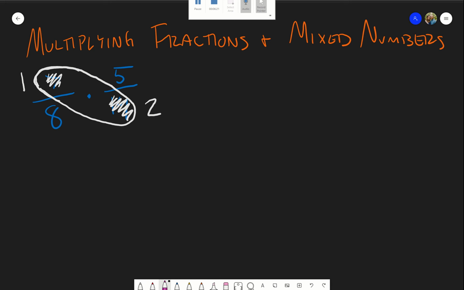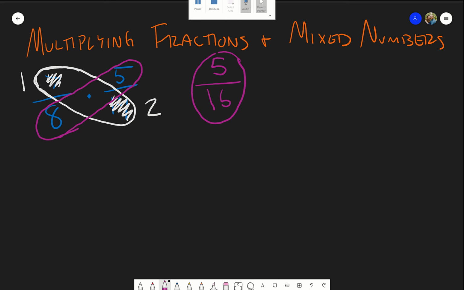All right, let's look over here. 8 and 5. Can 8 and 5 be divided by the same thing? No, 8 and 5 cannot be divided by the same thing, so I'm going to keep them just the way they are. Then I'm going to multiply out. 1 times 5 is 5. 8 times 2 is 16. And there is my answer.